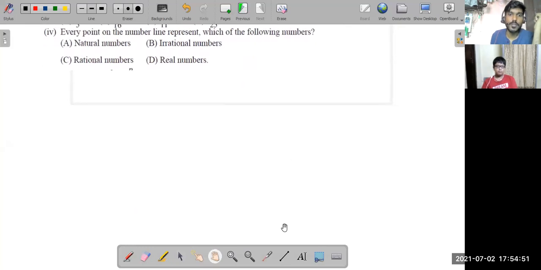If you see the fourth one, every point on the number line represents which of the following? Natural numbers, irrational numbers, rational numbers, or real numbers. Real numbers. Also note one thing: the number line is also called the real number line. So real numbers.